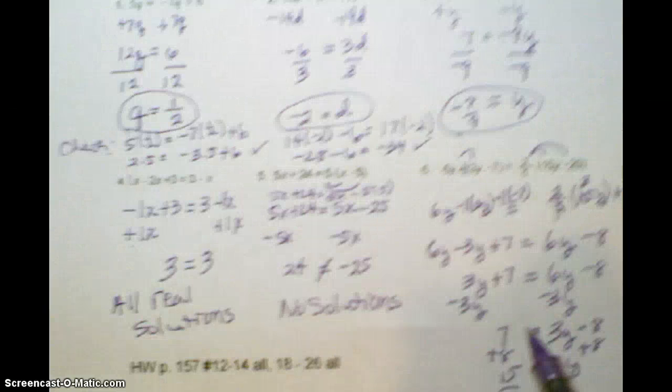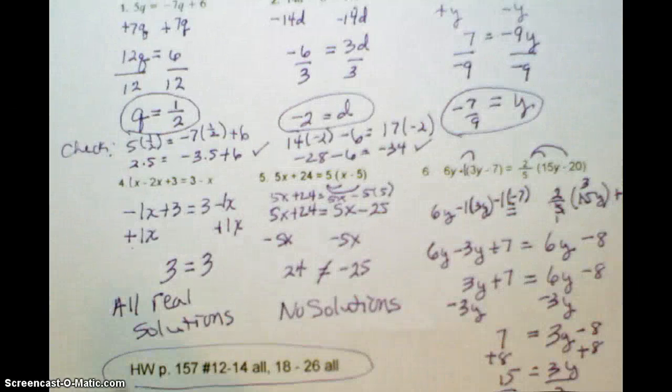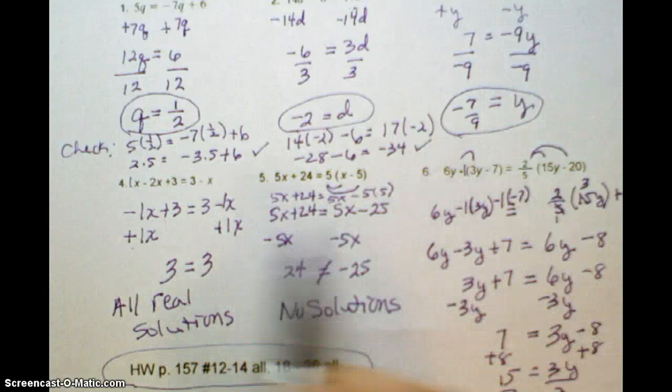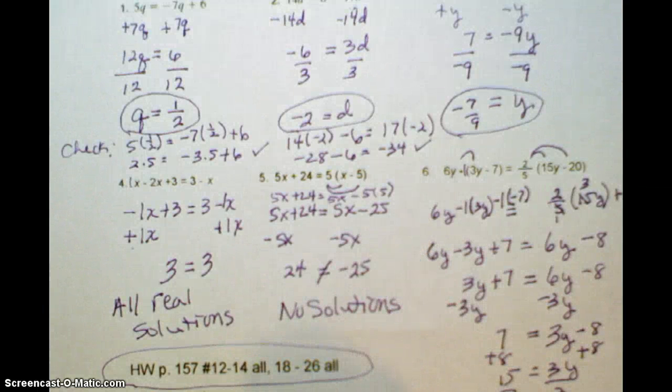So what I would like for you to try now is on page 157 in your resource book or your textbook. It is section 3.4, number 12 through 14 all, and 18 through 26 all. You will be practicing various types, at least one of each kind that we just showed here today. And if you have questions, please ask.